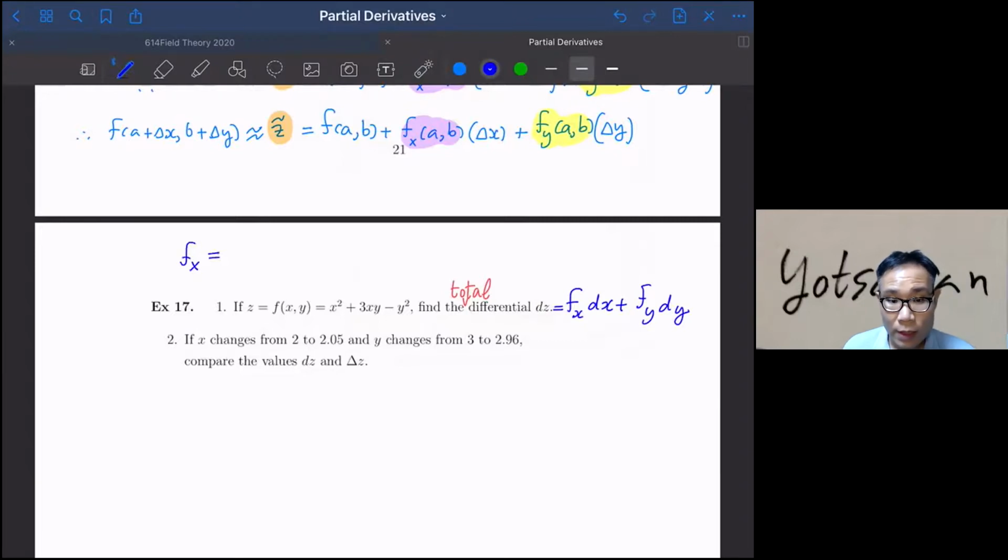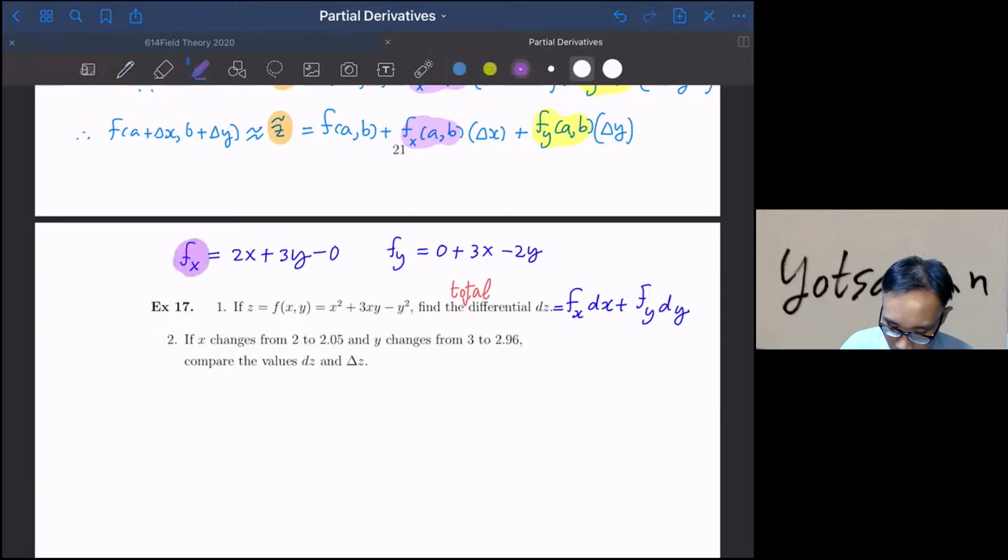So you're gonna just find the derivative of x squared plus 3xy minus y squared. So this guy will be 2x, okay? Plus the derivative of 3xy with respect to x, so it's gonna be 3y, plus 0 minus 0. Okay, so fx is equal to 2x plus 3y. And you have fy, okay, so you're going to differentiate this guy. It's going to be 0 plus 3x, minus 2y.